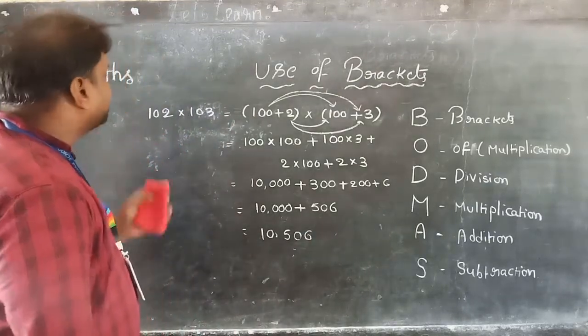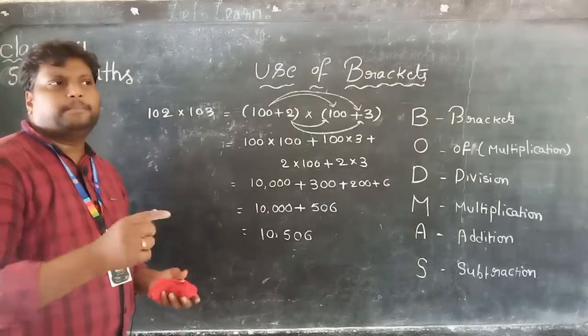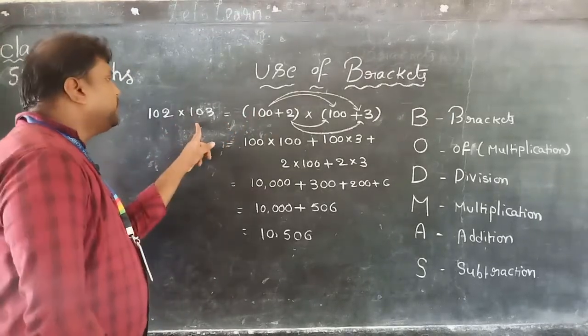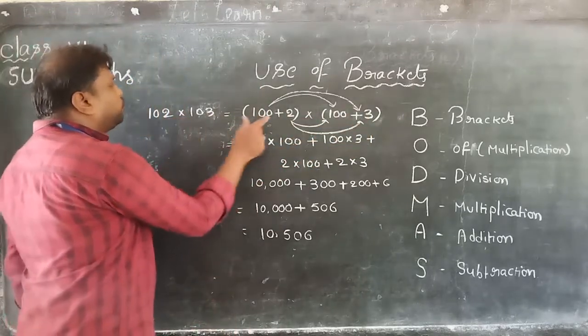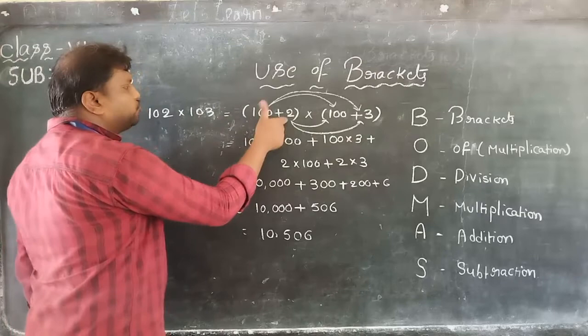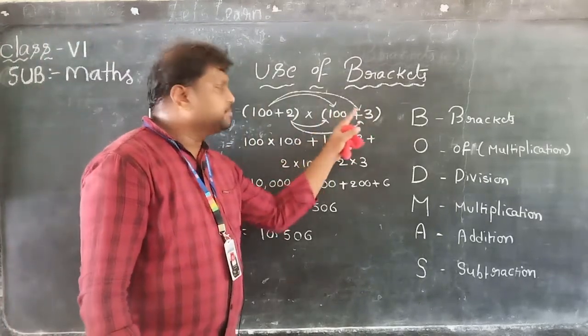10,506. I repeat once again. 102 into 103. 102, I am writing 100 plus 2. 103, I am writing 100 plus 3. See here, 102 we are writing 100 plus 2. That's why take one separate bracket, and 100 plus 3 take some separate bracket.